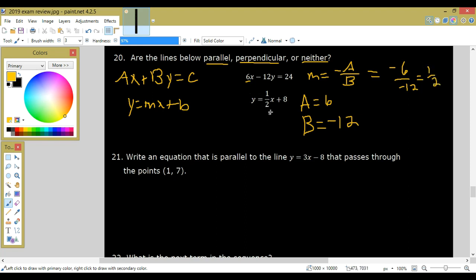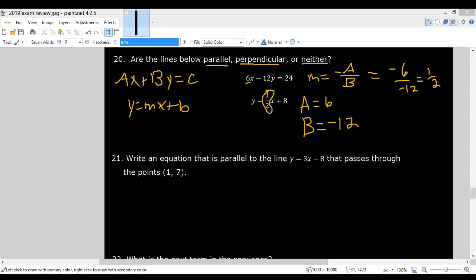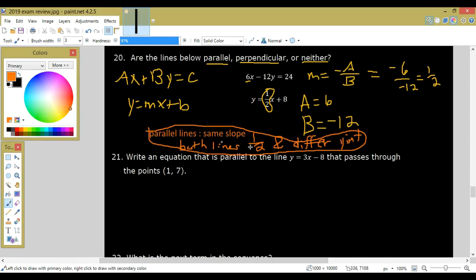The slope of the second equation is already in the form y = mx + b, so it's just whatever's in front of the x, which is 1/2. 1/2 is the same thing as 1/2. They have the same slope, that means they're parallel. Parallel lines, same slope. So since both lines have a slope of 1/2, and they have different y-intercepts, they're parallel lines.